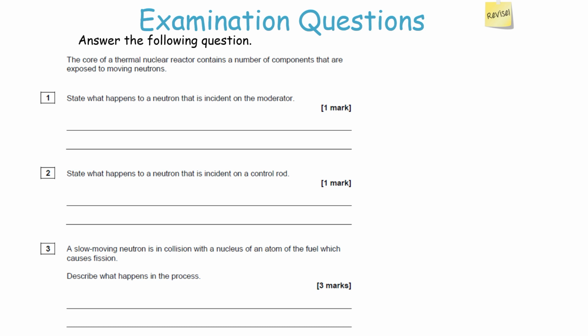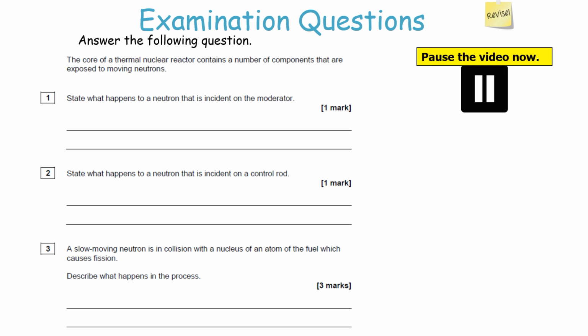Next question. The core of a thermal nuclear reactor contains a number of components that are exposed to moving neutrons. State what happens to a neutron that's incident on a moderator. State what happens to a neutron that's incident on the control rod. Then a slow-moving neutron is in collision with the nucleus of an atom of fuel, which causes fission. Describe what happens in the process. So pause the video now, then unpause the video when you want to go through your answers.